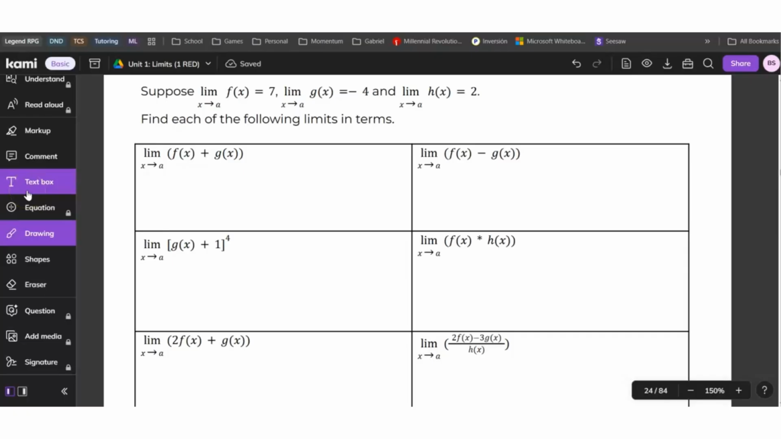Okay. So this time, instead of them being equal to L and M, we're going to say that they're just 7, -4, and 2. And we're going to apply the properties, all right? So if we see something like this, even though we don't know what they are, we know what they're approaching, then we can still do it. Because in this case, the limit as x approaches a of f of x is 7. The limit of g of x is -4. So this thing is just 3. Easy enough, right?